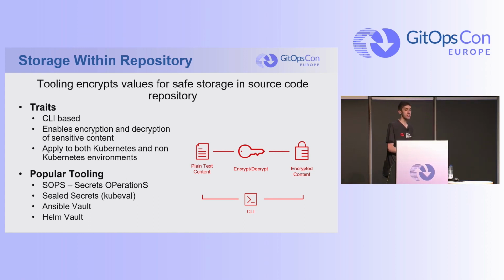A big one out there is SOPS. Another one is the Sealed Secrets project. If you're using that, there's a command line tool called kubeseal. There are also other tools that are not really Kubernetes specific, such as Ansible Vault if you're using Ansible for automation, and Helm if you're using Helm for package management for Kubernetes. It also has tooling that you can use to integrate secrets management into the Helm ecosystem.